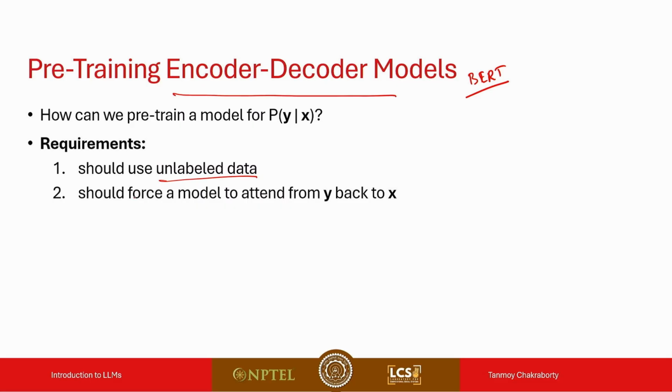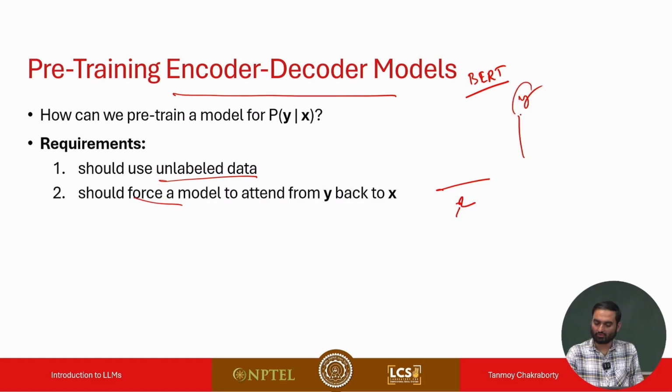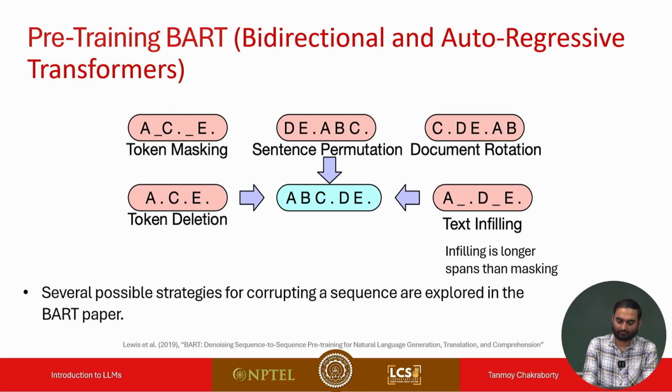And then how do we force the model to attend to all the inputs? Because your output is Y, your input is X. Your input is going to be fed to the encoder model, and your decoder model should be able to attend to all your encoder inputs.